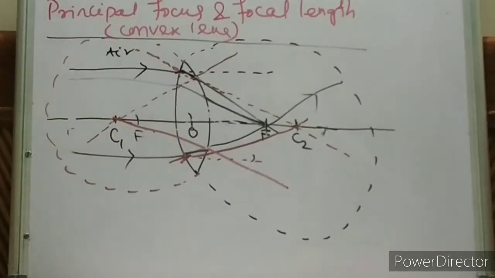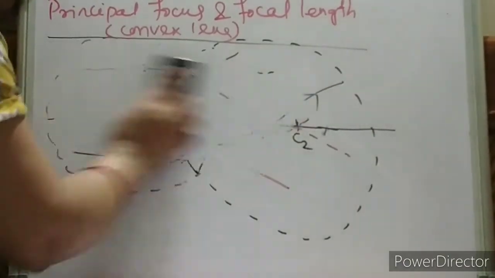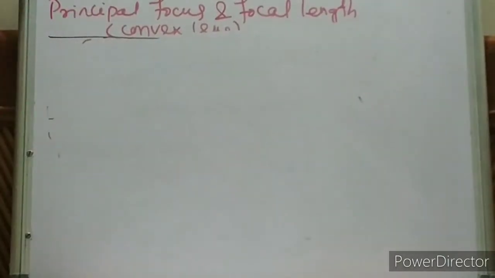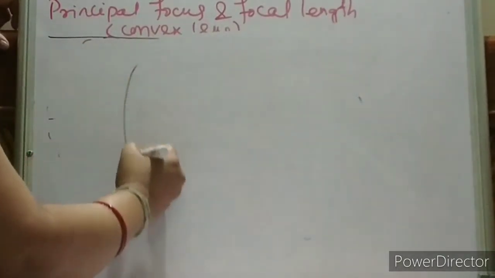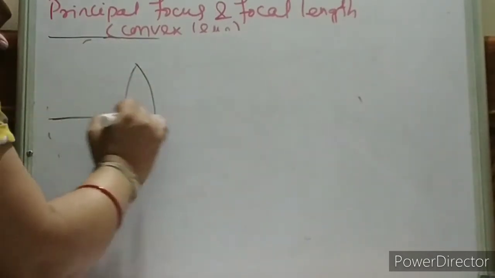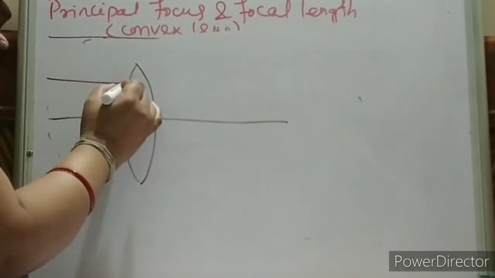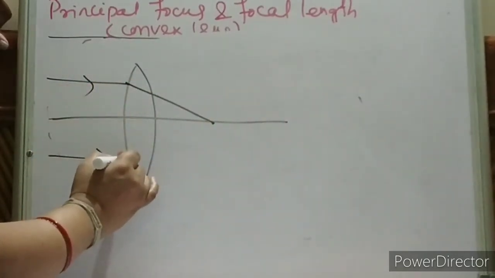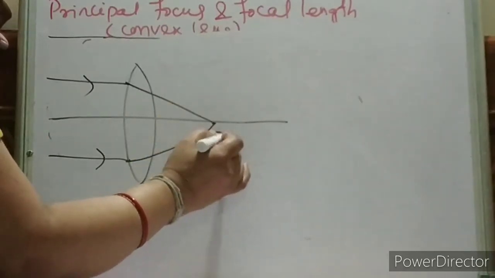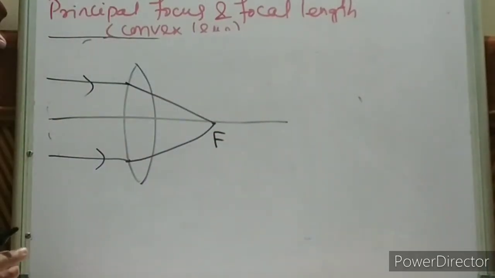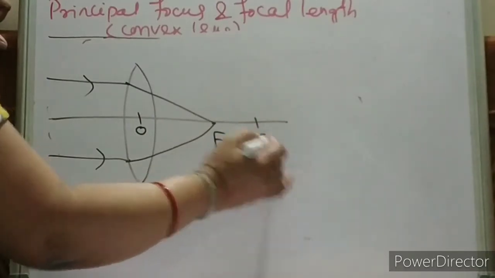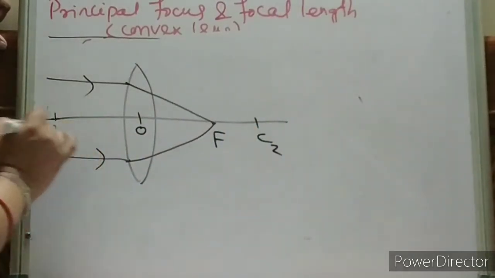Let me draw. So this way you got it. Let me draw cleanly so that these diagrams are there in the book. Okay, now the ray strikes like this, and just now I have discussed how this bending is happening. So this is your one focus. Clear, children? And this is your optical center. This is C2 and this is C1.